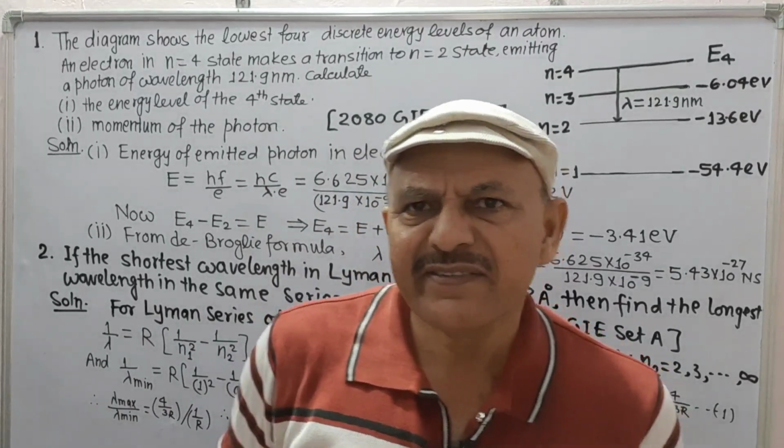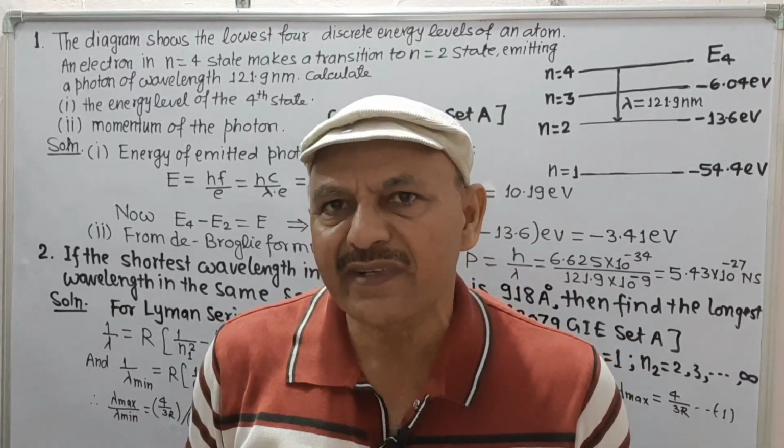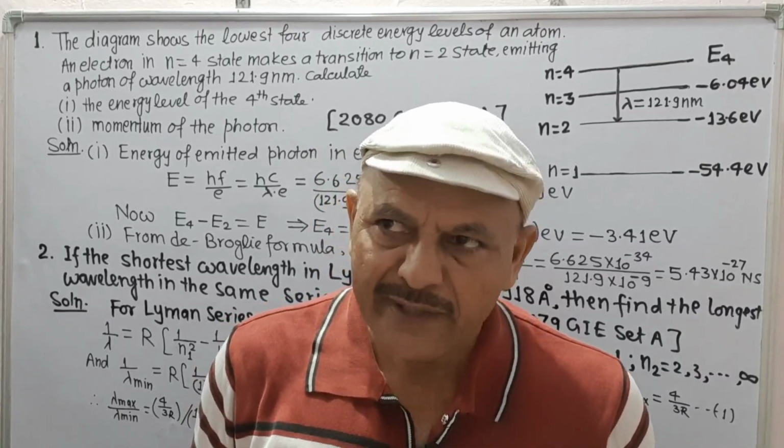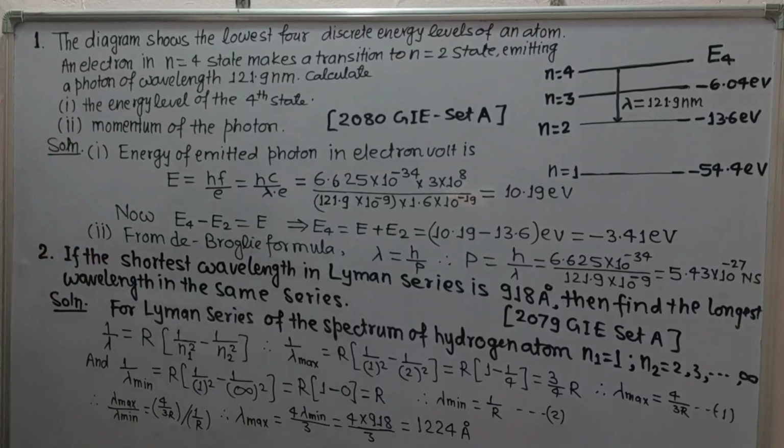Hello dear students, let us solve two numerical problems related to quantization of energy and Bohr's theory of hydrogen atom. First question is, the diagram shows the lowest four discrete energy levels of an atom.